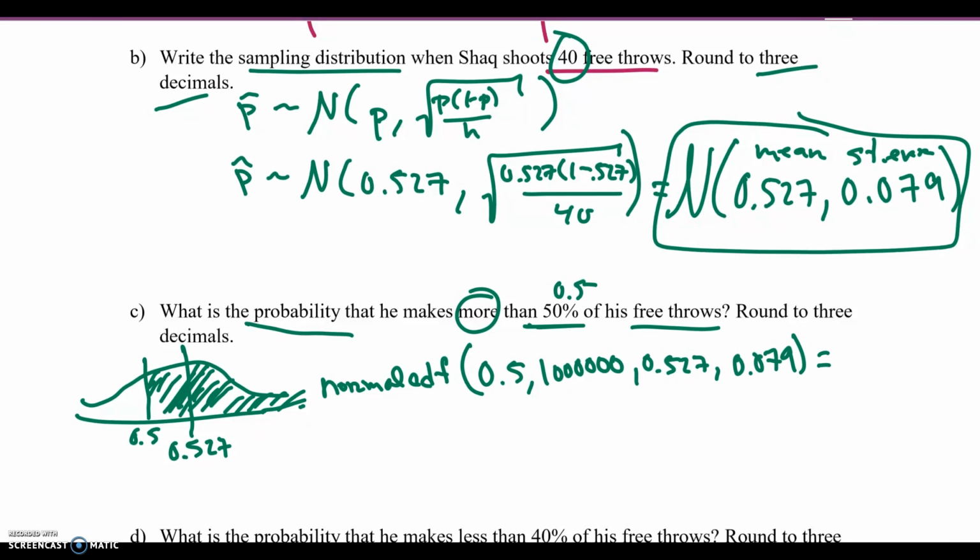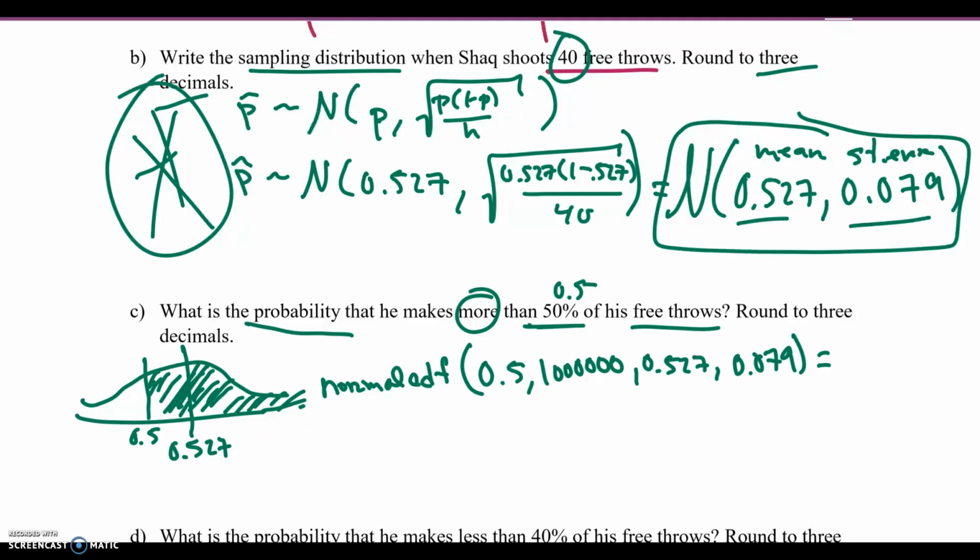Notice that this problem is very similar to the normal problem. It's just that you have an extra step. In an exam, I'm going to make you write this so that you already have the mean and the standard deviation or standard error there, and all you have to do is plug it into the normal CDF.